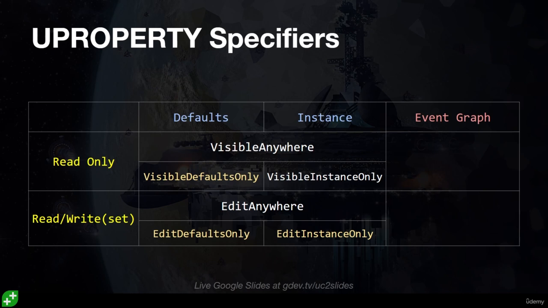So we've now added 3 new specifiers to our graph here. We have VisibleDefaultsOnly, which is in only the defaults column and in the read-only row. And then we have EditDefaultsOnly and EditInstanceOnly in their respective rows. So we're filling up this graph pretty quickly, but you'll notice that there are a couple of spaces empty over there to the right in the event graph column. So let's talk about these for a minute.